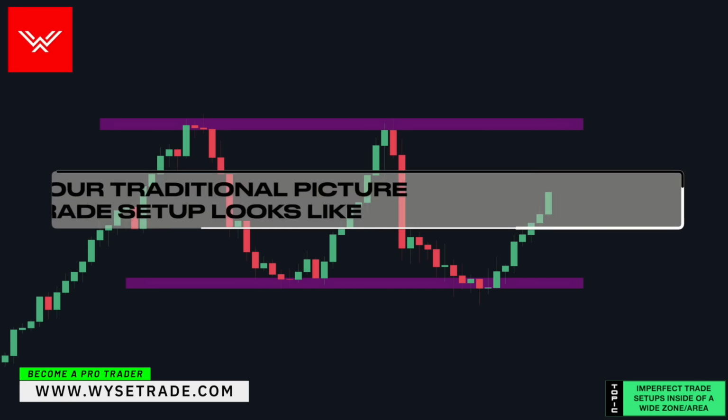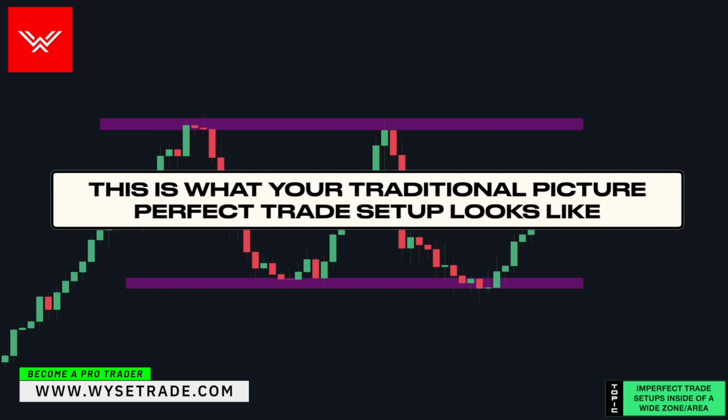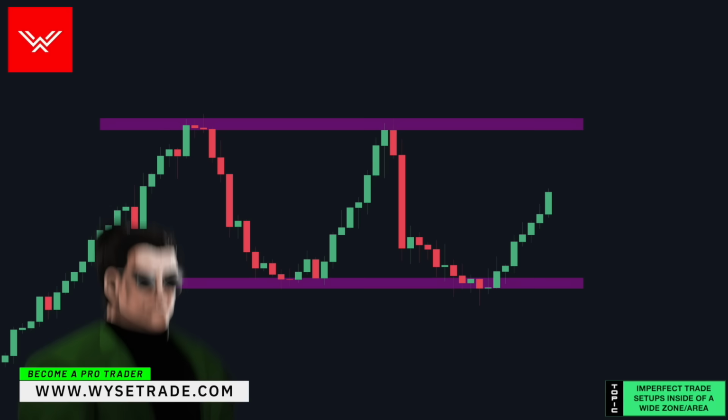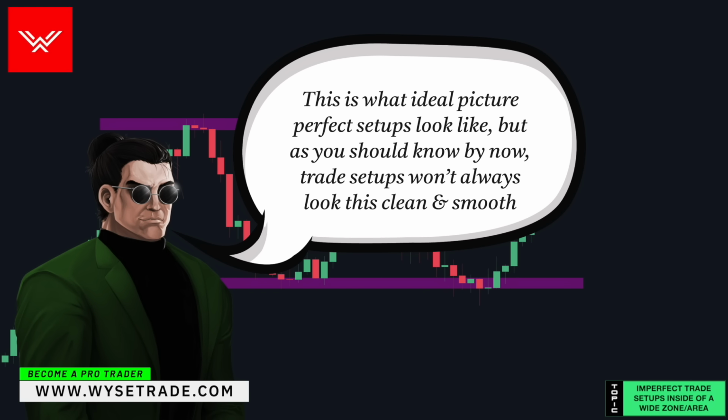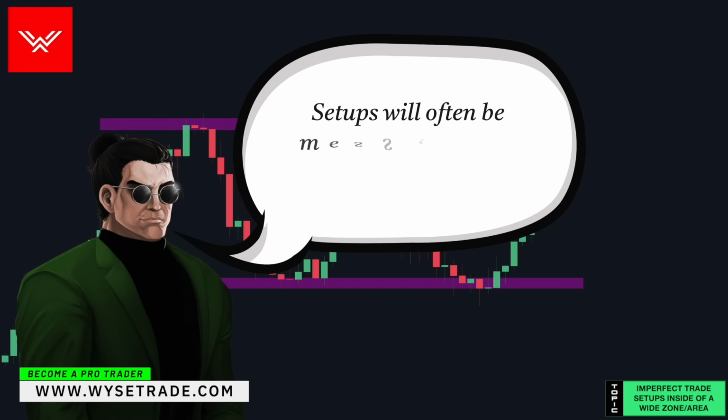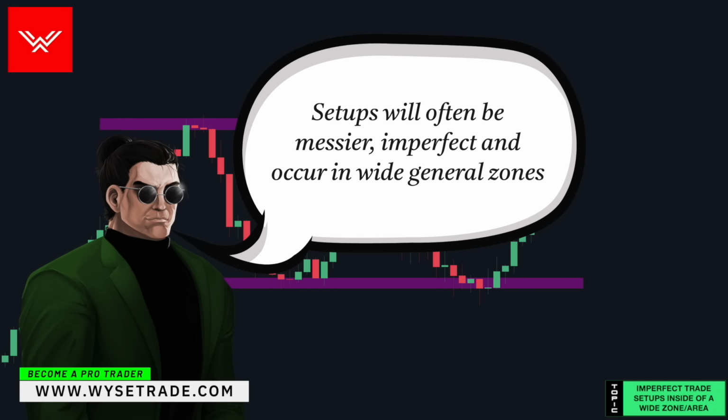So this is your traditional picture perfect entry. Key resistance level, price comes up, candle color change at resistance, presenting a short trade setup. Key support level, price comes down, multiple long wick candles at support, presenting a long trade setup. This is an ideal picture perfect setup, but as you should know by now, trade setups won't always look this clean. They will often be messier, imperfect, and occur in wide general zones.